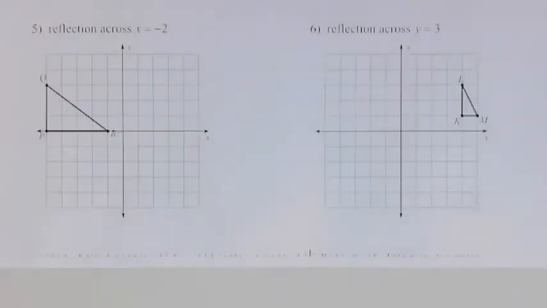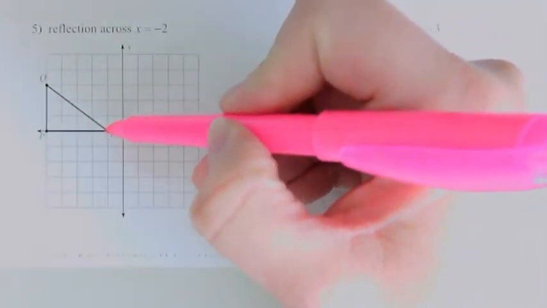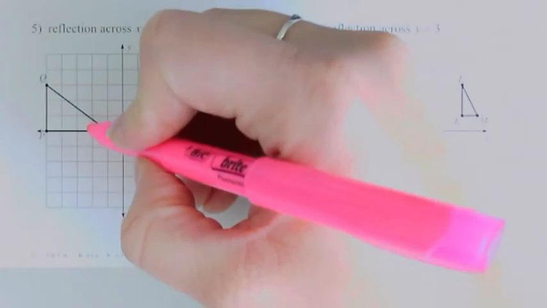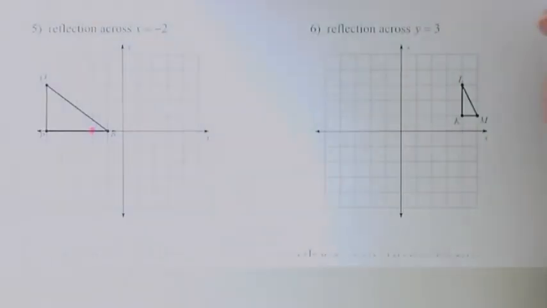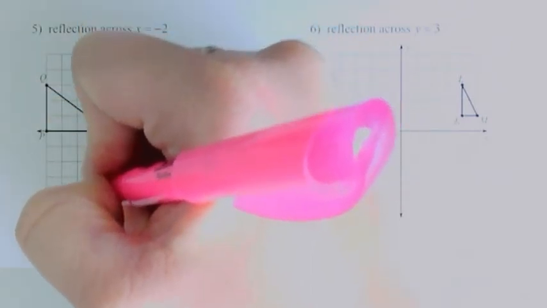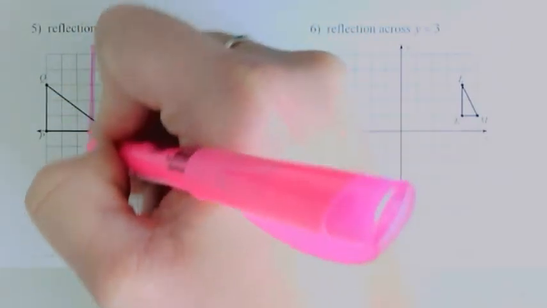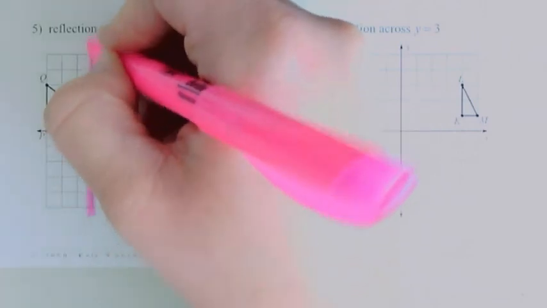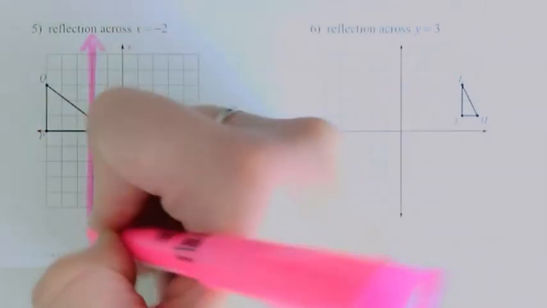Let's look at our last two examples. The first one is a reflection over the line x equals negative 2. Anytime you have the line x equals a number, it is going to be a vertical line. So we start by going on the x-axis and locating the value negative 2 on the x-axis. Once you have located that value, you are then going to go from that point and draw a vertical line through that point. This will be your line of reflection.